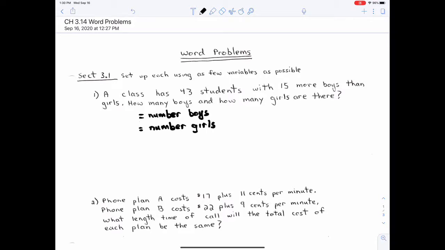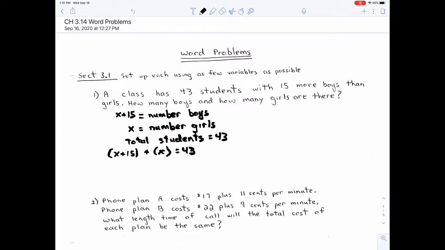Does it matter which one we know first? Since it says you have 15 more boys than girls, probably want to know the number of girls first, but it's not that big of a deal. Then the boys would be x plus 15. What's the biggest piece of information? Total students equals 43. I'm not going to belabor this. So we'd add up the number of students, x plus 15 plus x equals 43, and then you'd solve it. That's it.